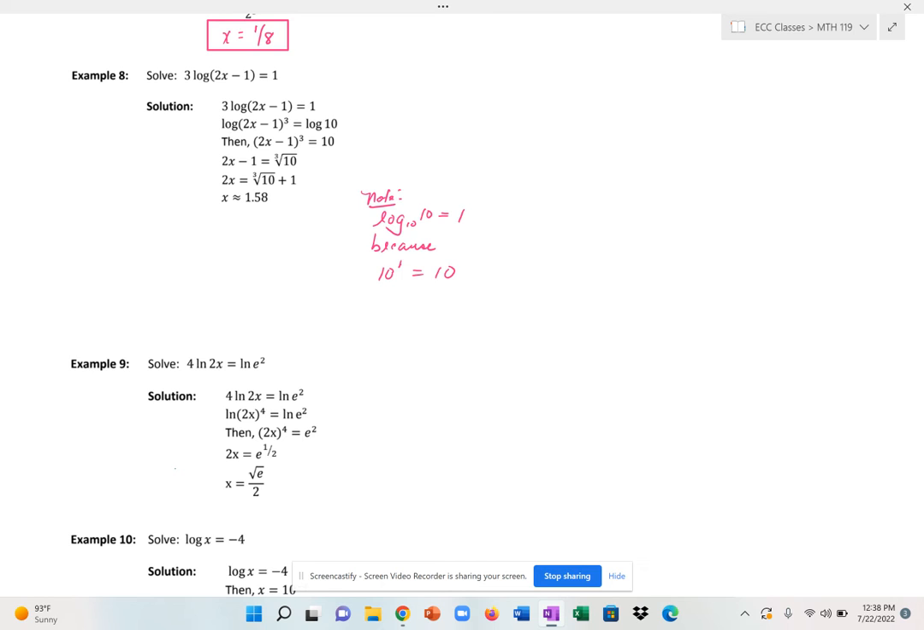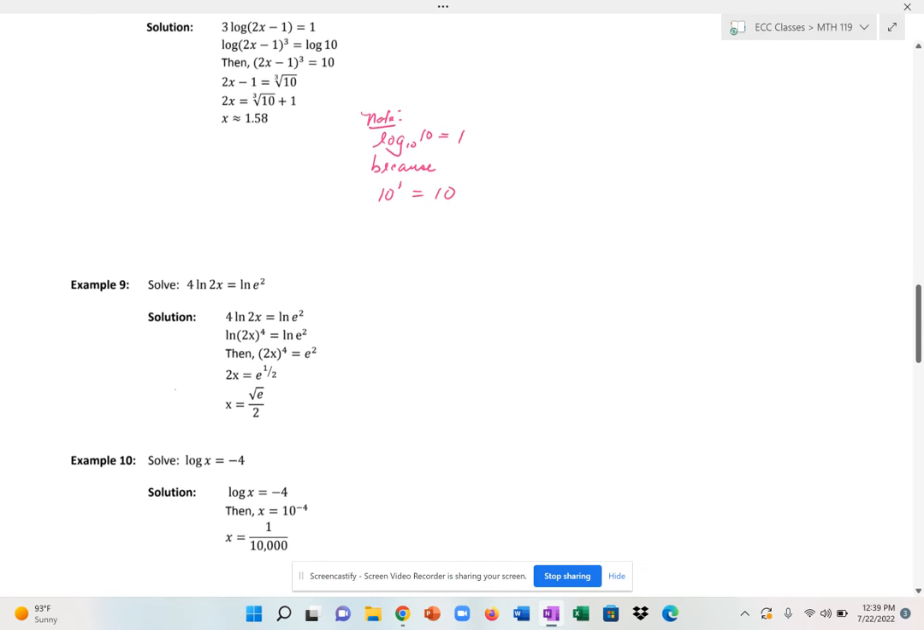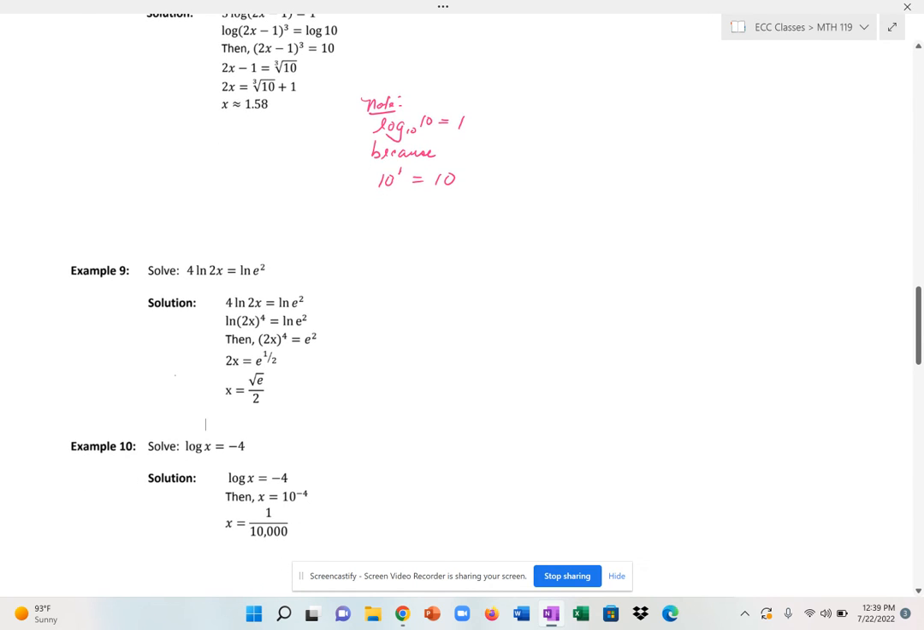In example 10, I have the log, again, this is a common log, of x equal to -4. Here, I decided to just go straight to rewriting this as an exponential expression. Remember here, the base is 10. So that means that 10 to the negative fourth power equals x. But I know that 10 to the negative 4 is 1 over 10 to the fourth power, which is 1 over 10,000. So we get 1 over 10,000 as an answer.